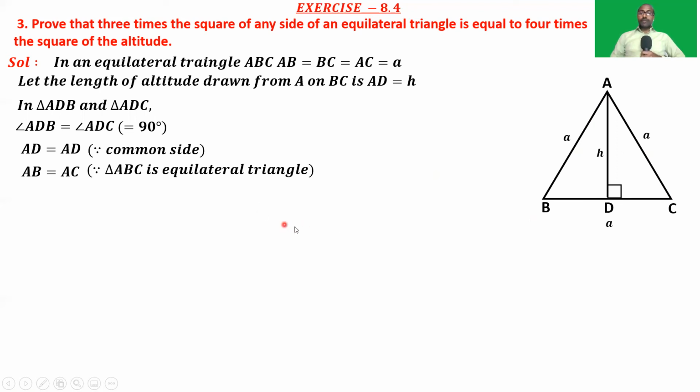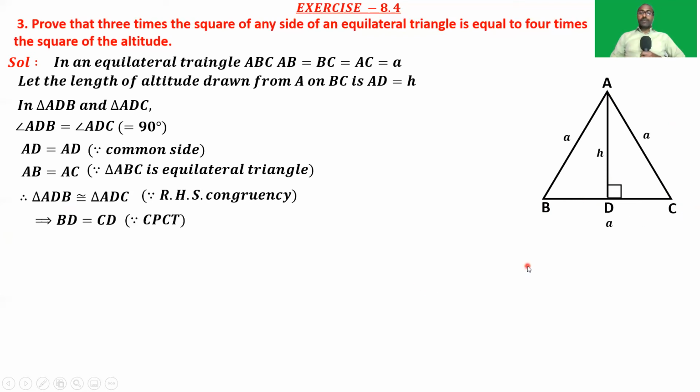Now, in these two right angle triangles, we have hypotenuse equal and one side equal. So, by RHS congruency, triangle ADB is congruent to triangle ADC. So from that we can write BD is equal to CD. That is, the altitude divides the opposite side into equal parts. So, BD is equal to CD is equal to half of a, that is a by 2.